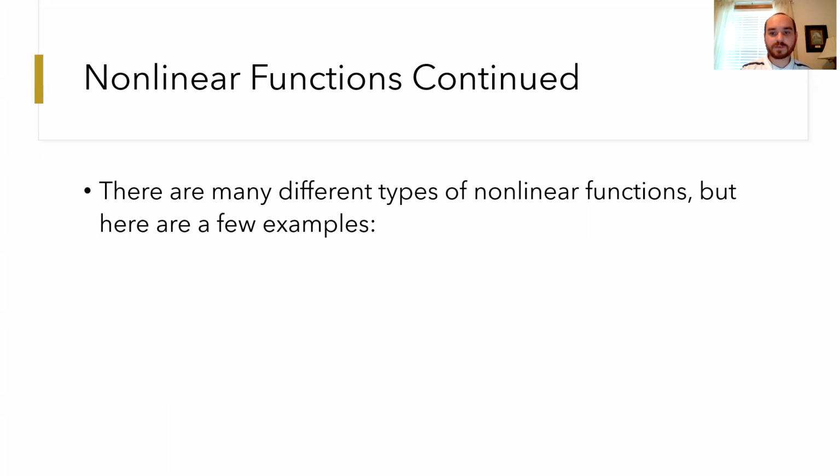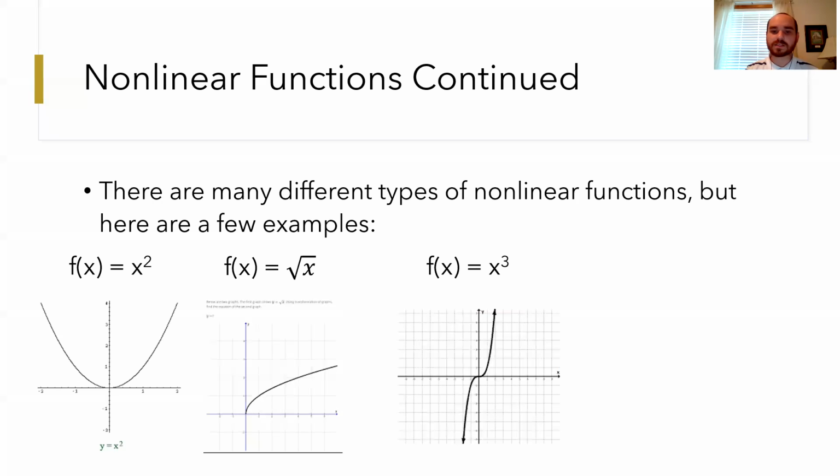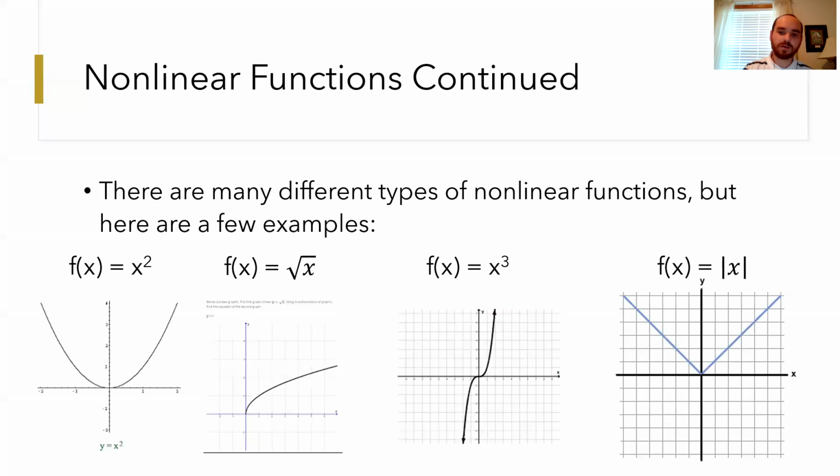There are many different types of nonlinear functions. You're probably familiar with a couple. Let's look at a few examples that hopefully you've all seen before. I would think you have. This is f of x equals x squared. This is f of x equals the square root of x. This is f of x equals x cubed. And this is f of x equals the absolute value of x. All of those you could graph pretty easily on your own in your calculator or on paper if you really wanted to, but these are all nonlinear functions.